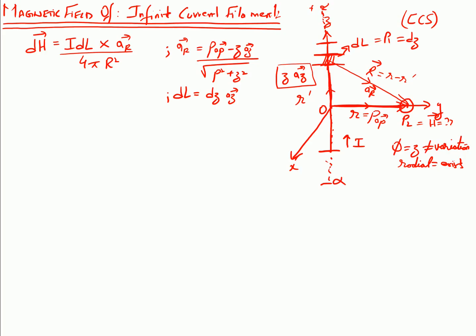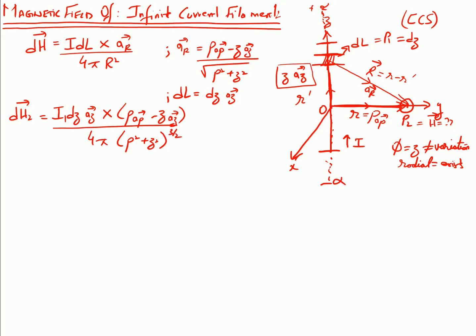So incorporating everything into the Biot-Savart law, we can say now that dh at point 2 is equal to I. Then I can replace dL with dz along a of z. Again, this is I1. Then we have the cross product of the unit vector, that is rho a rho minus z a of z, and then we can divide it by 4 pi. Now r square can be represented in the form of cube, so I can write this as rho square plus z square with the power of 3 by 2.